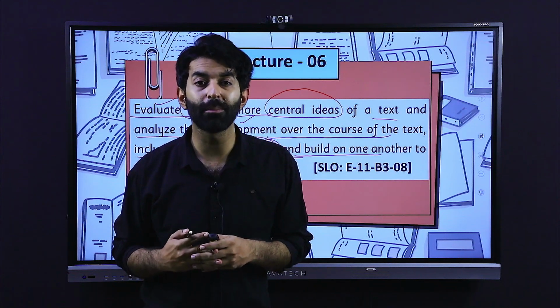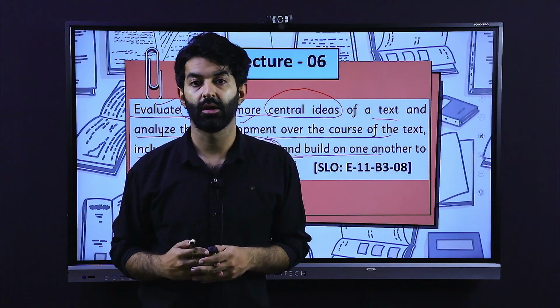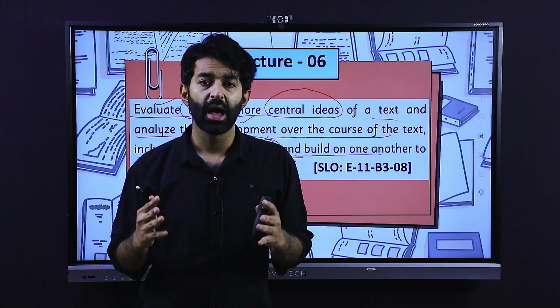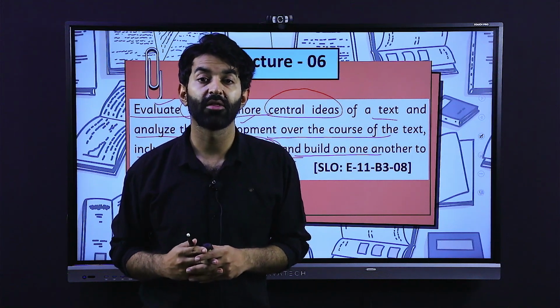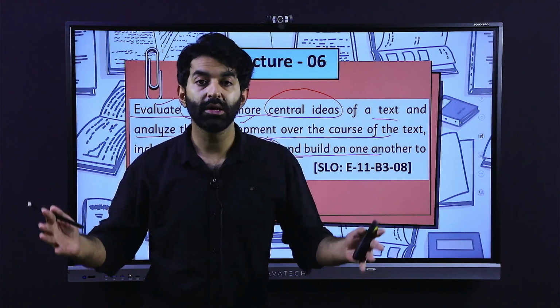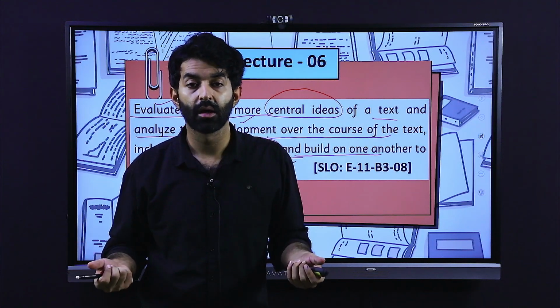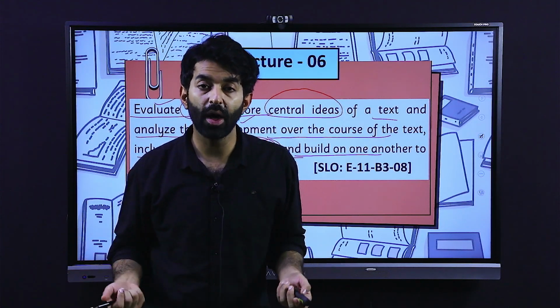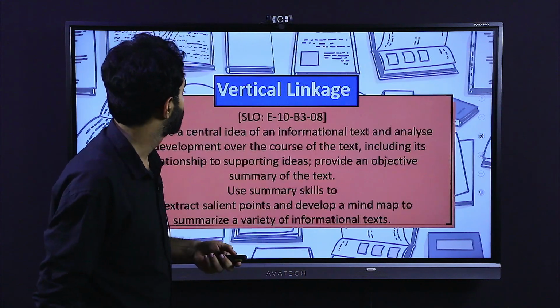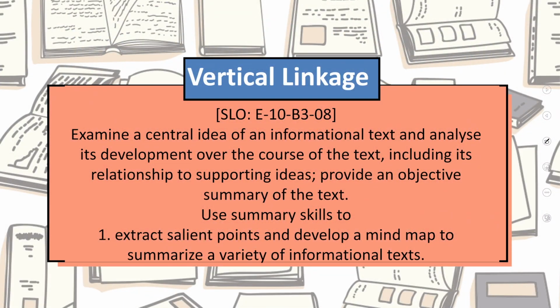Why is it called complex? Because we are dealing with two central ideas. Now, I hope that we are clear about what a theme is. Theme is what is covering the whole text, but there can be one main idea or more than one main idea. Now, here is your vertical linkage. The SLO number is also given. It is related to your previous class, English grade 10.